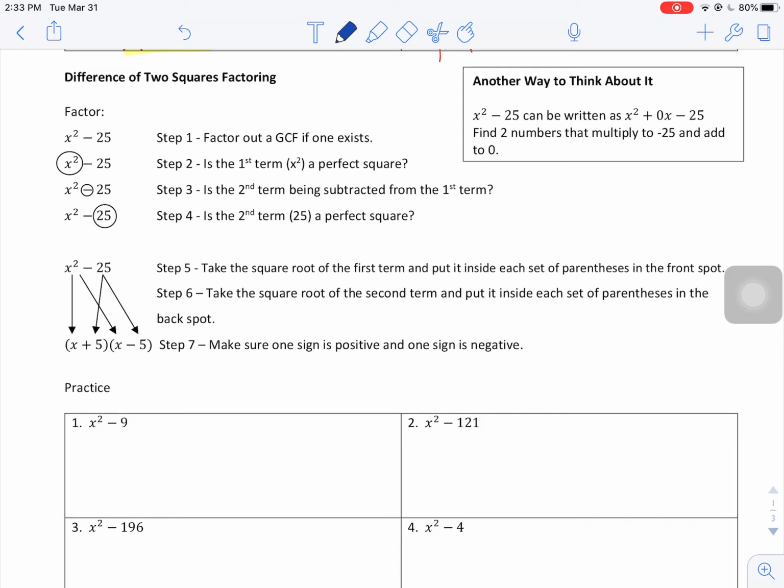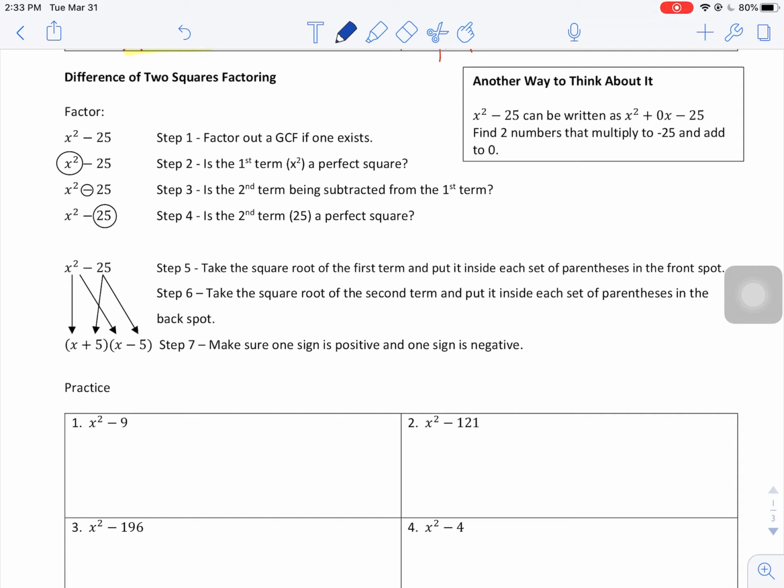The next 3 steps are us just making sure that this is the type of problem that we can actually use the difference of two squares factoring method on. So step 2 is the first term, which is x squared. Is that a perfect square? Yes, it is. Step 3 is the second term being subtracted from the first term.